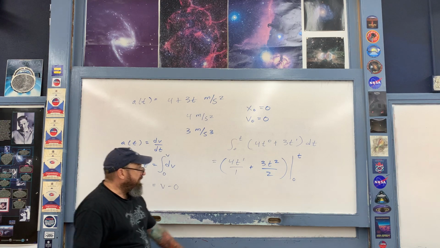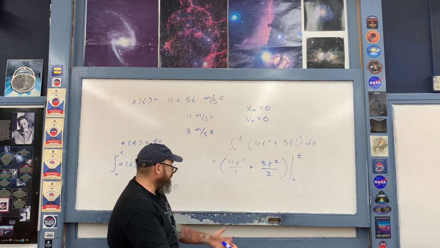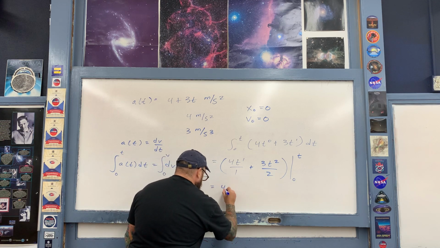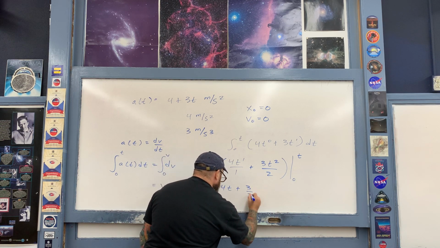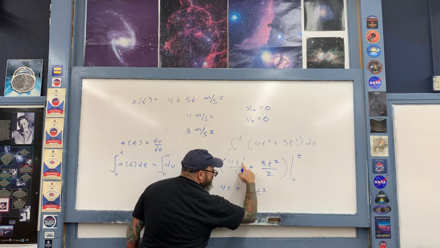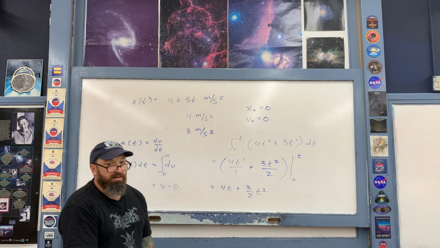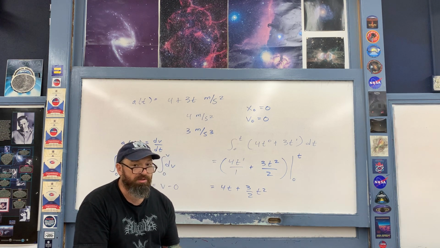Okay, let's go ahead now and plug the t into the function. And when you do, you just end up with the function itself. I'm going to clean it up a little bit here as we go. Like so. And then plug the 0 into the function here and subtract, and you just end up with minus 0.